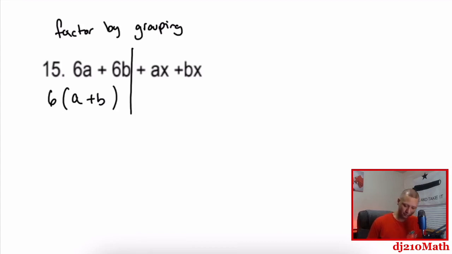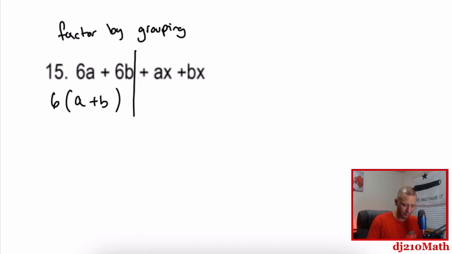The back two, you factor out the greatest common factor. So they both have an x. So I'm pulling out a positive x. And what's left behind? An a plus b.